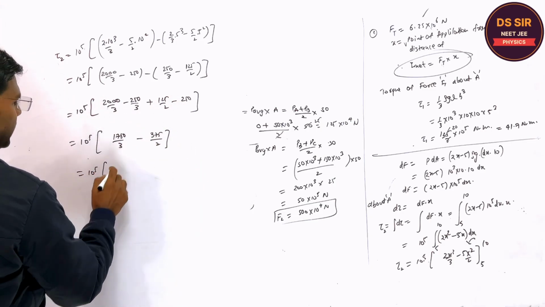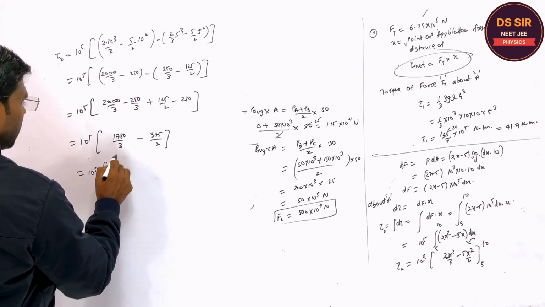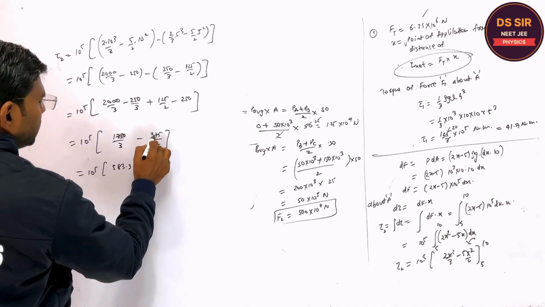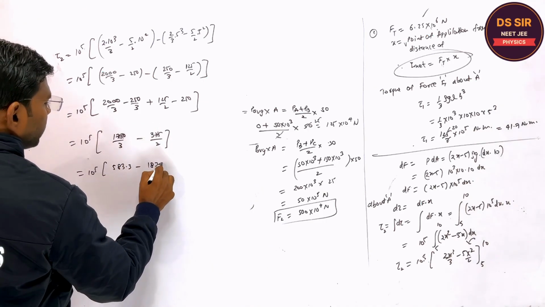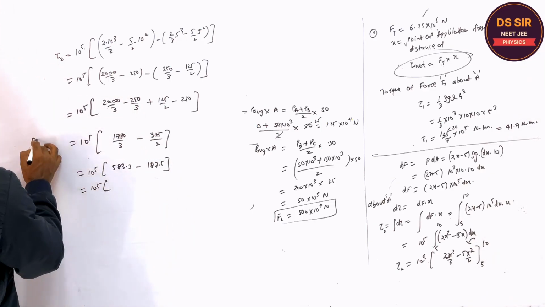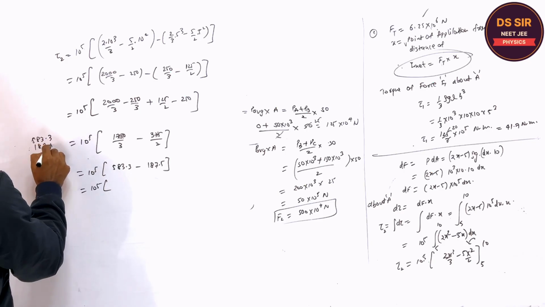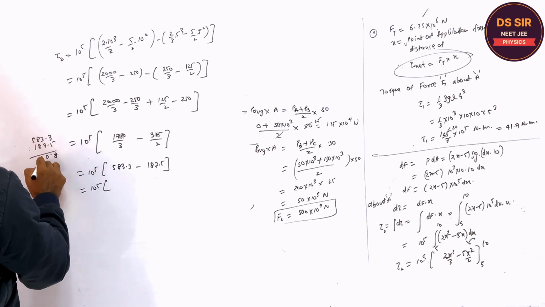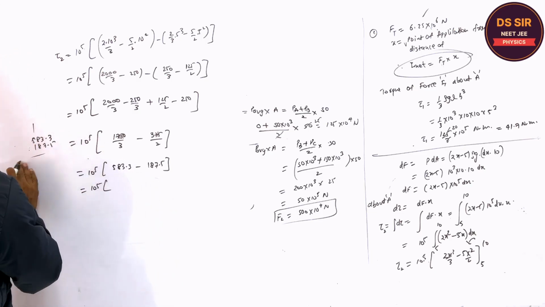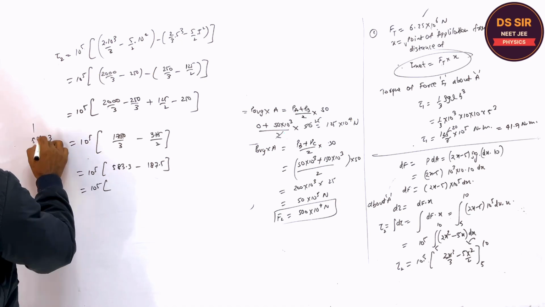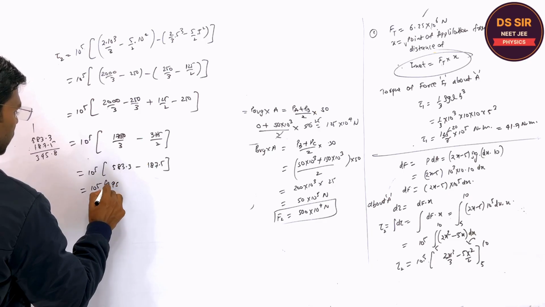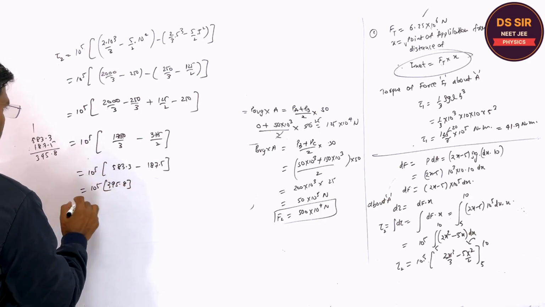10 to the 5 times 583.3 minus 187.5. Doing the subtraction, it comes to 395.8 approximately. This is the tau 2.